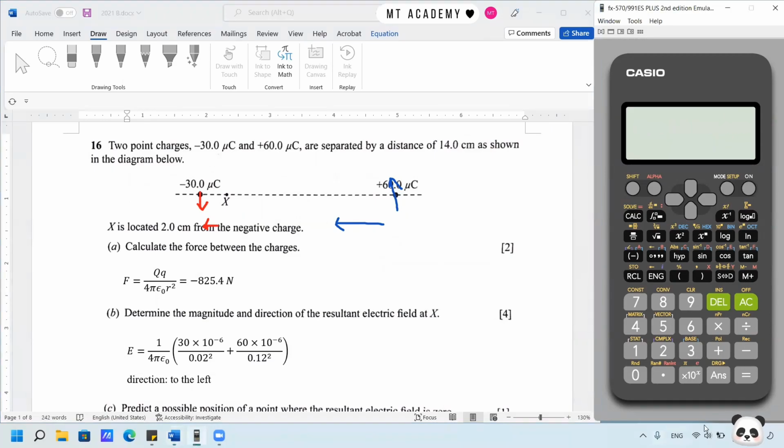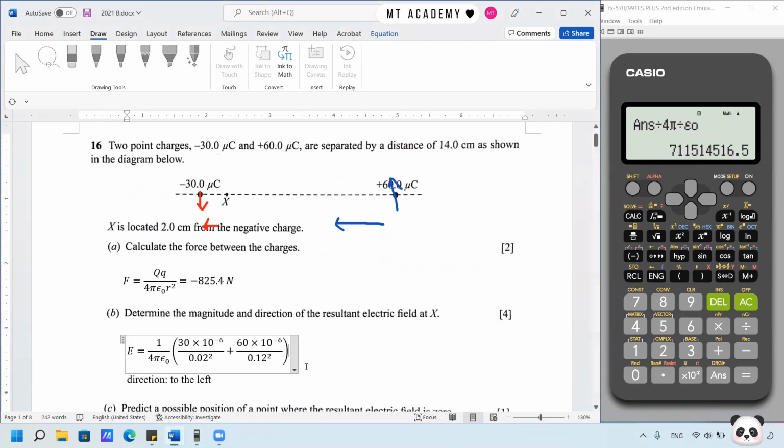The next step is to calculate the value. Putting in all the values: 30 micro divided by 0.02 squared, plus 60 micro divided by 0.12 squared, and then we divide by 4 pi epsilon. The answer is equal to 7.11 times 10 to the power of 8, in watt per meter. So this is the magnitude, and the direction is to the left.